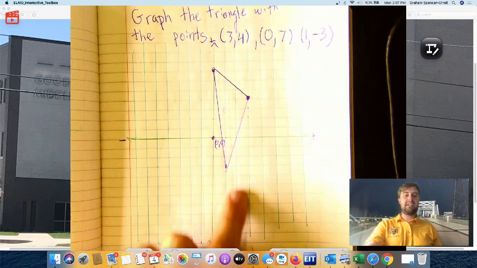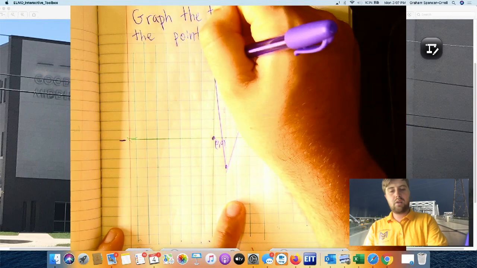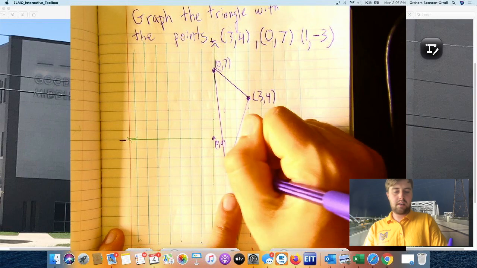If you want to label each of the points, we can. This first one was 3, 4. The second one was 0, 7. The third one was 1, negative 3.